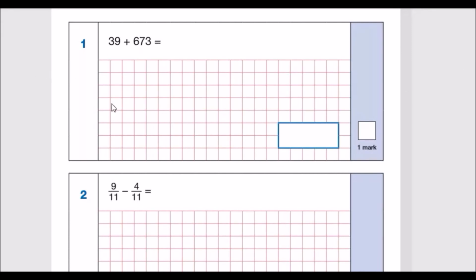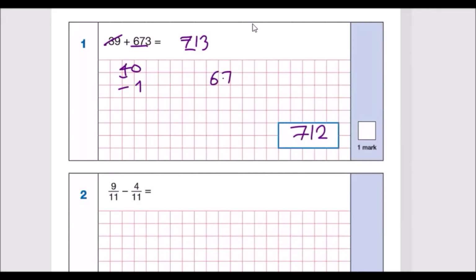Now, 1. 39 plus 673. The trick here is to rewrite 39 as adding 40 first, and then adding 1, and then minusing 1 less. So 673 plus 40, so 4 tens added to 7 tens will give us 713. So 67 plus 4 is 71. Minus 1 unit, you should get 712.